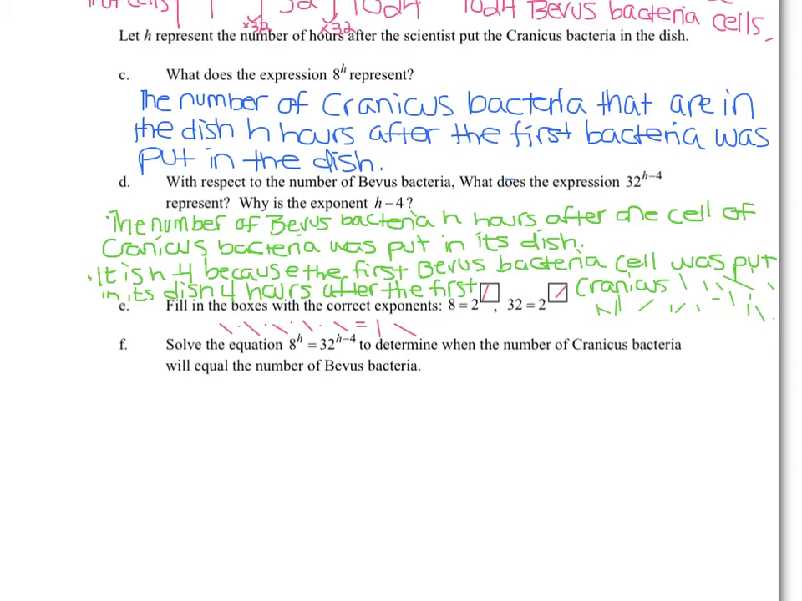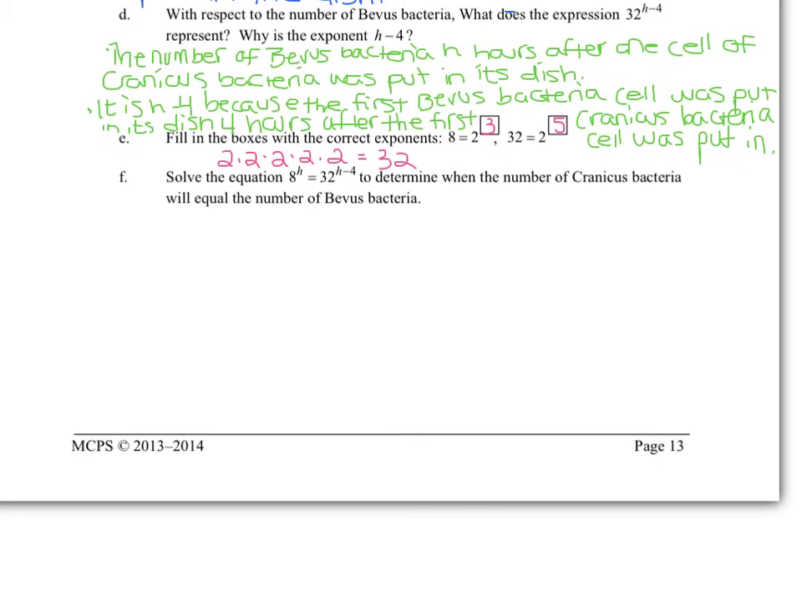Finally, solve the equation 8 to the power of h equals 32 to the power of h minus 4 to determine when the number of Cranicus bacteria will equal the number of Bevis bacteria. So, we've got 8 to the power of h equals 32 to the power of h minus 4. When we solve exponential equations, we know that the bases have to be equal to each other before we can set the exponents equal to each other. Well, there's no way for me to make 32 into 8. There's also no way for me to make 8 or 32 into 4, but I know that I can make them into a base of 2. We actually just saw that with part E. So 2 to the power of 3 is going to equal 8, and that's going to be to the power of h. And 2 to the power of 5 to the power of h minus 4 is equivalent to 32 to the power of h minus 4.